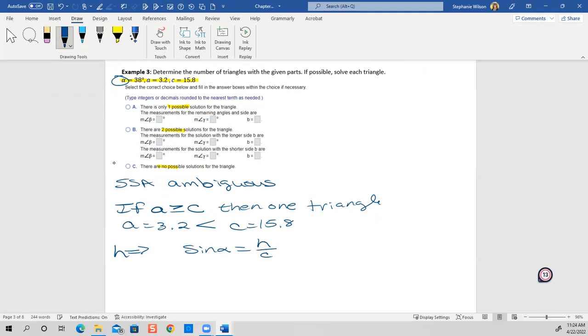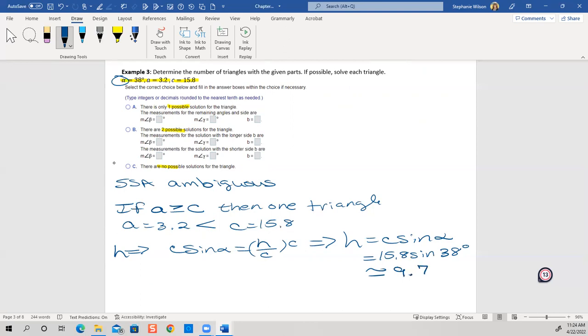And now let's solve for H by multiplying both sides by that C, get it out of that fraction. So I'm going to rewrite this. Now I have H is equal to C sine of alpha. And let's plug in. Well, we know C is 15.8. Sine of alpha, alpha is 38 degrees. And then we're going to type that in our calculator. And we're going to find that rounded to the nearest tenths, we get 9.7 for the height.